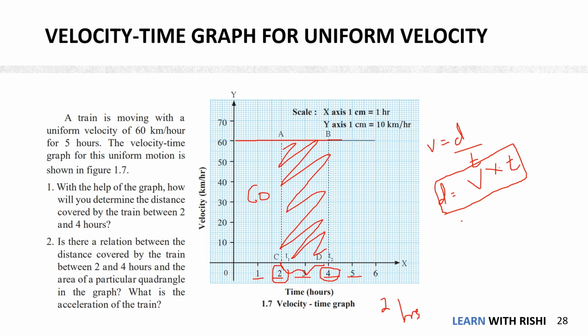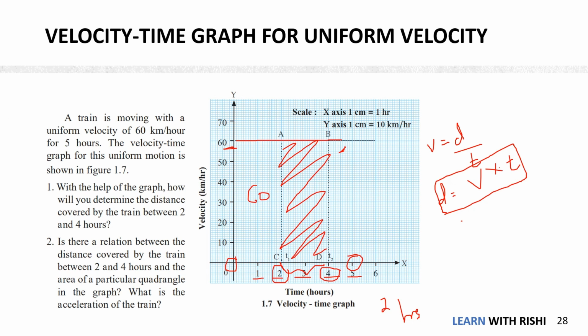The second question asked is, what is the acceleration of the train? Now what is acceleration? Change in velocity upon time. Do you see any change in velocity here? See, when the time was 0, the velocity was 60. When the time is 5 hours, the velocity is also 60. So the initial velocity and the final velocity are both the same, so acceleration will be 0. This is an example of zero acceleration.